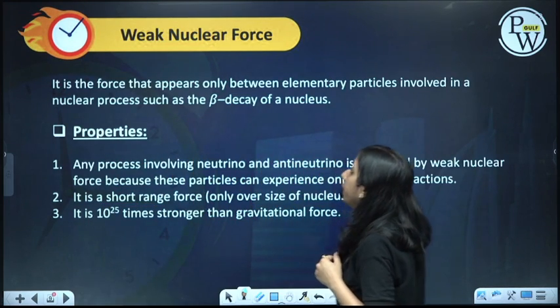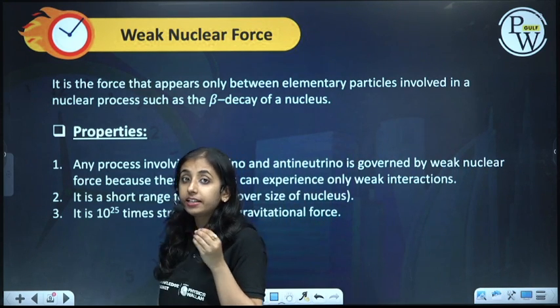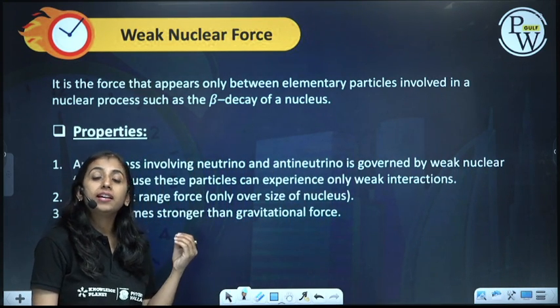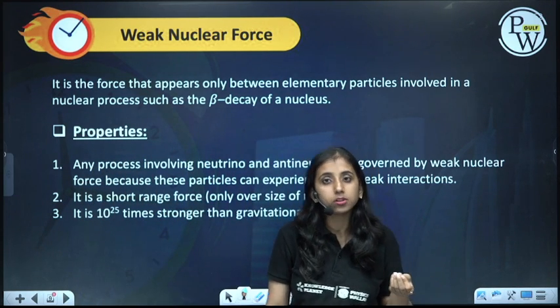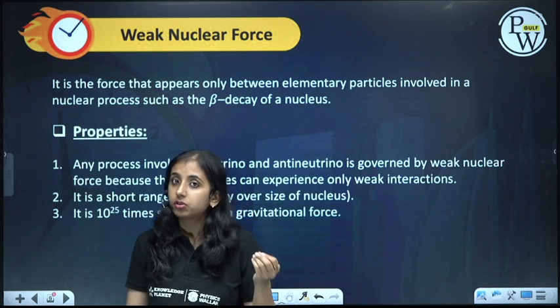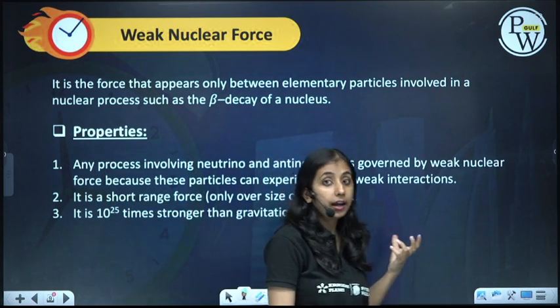Let's come to the weak nuclear force. What is weak nuclear force? In beta decay of a nucleus, we get particles such as neutrinos or antineutrinos. Now these are elementary particles. You will study about these elementary particles in the higher classes.